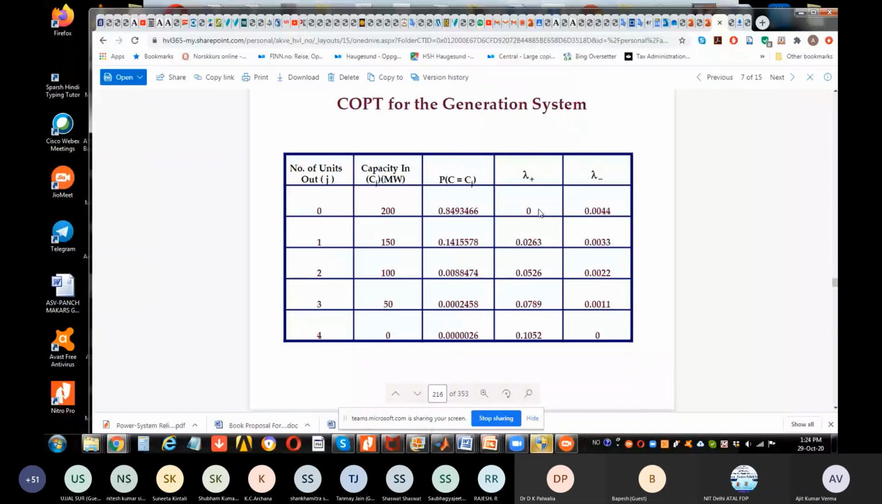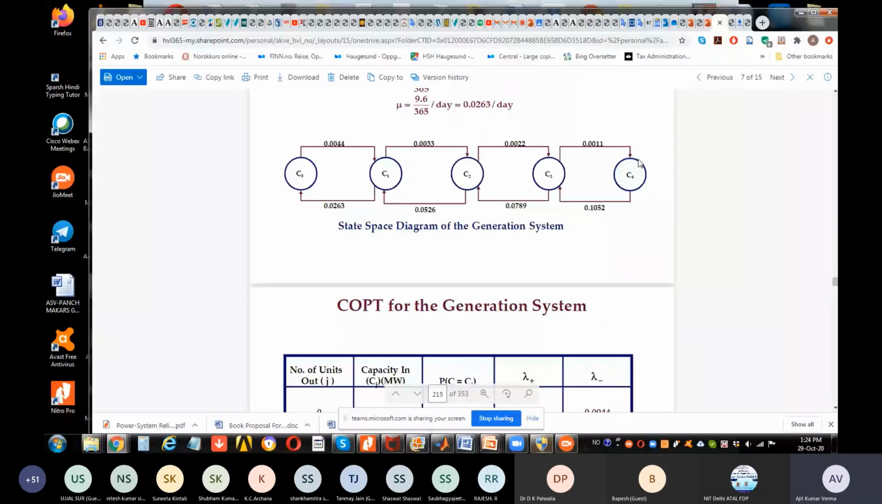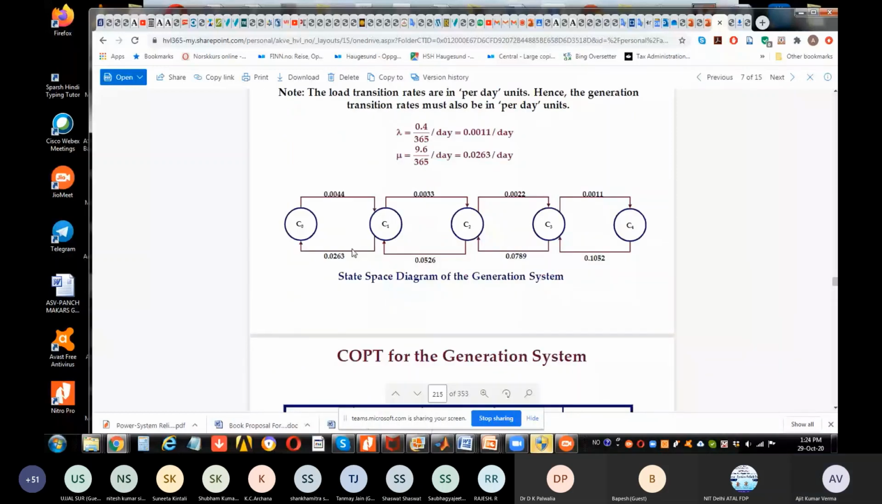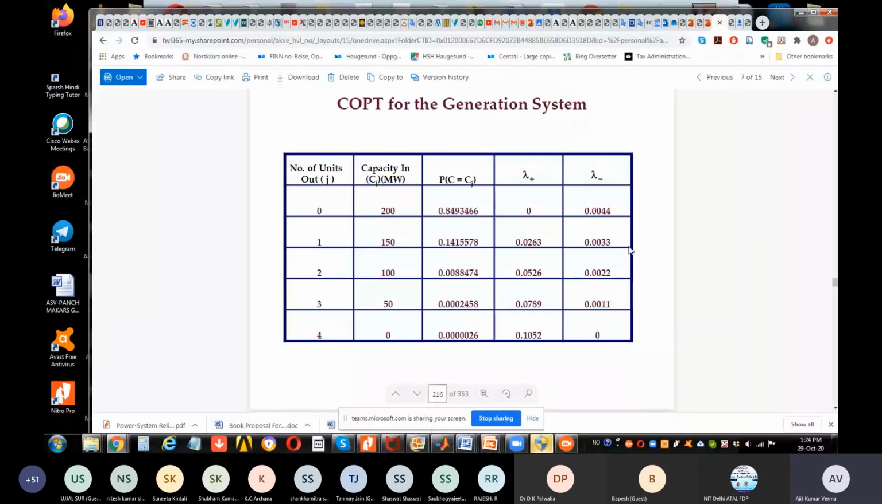200 to a lower state. This is the 200 state, okay? This is 150, this is 100, this is 50, and this is 0. So 200 to a higher state, none. 200 to a lower state is 0.0044. Then from 150, to a higher state, that means 0.0263. And to a lower state, that means 0.0033. So repair to a higher state and then to a lower state.